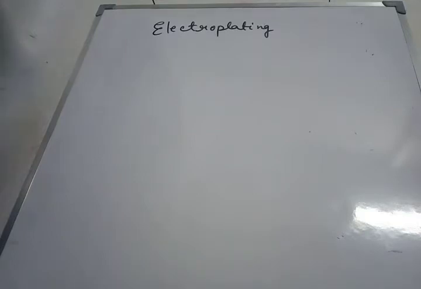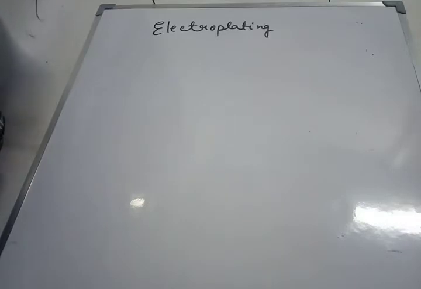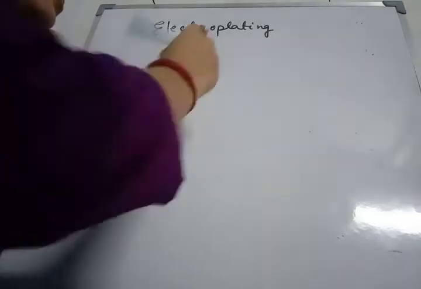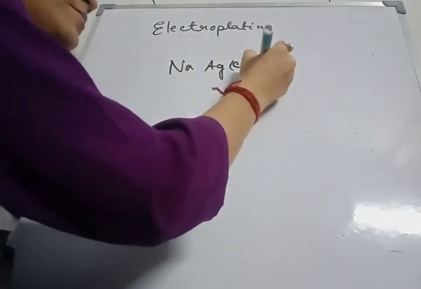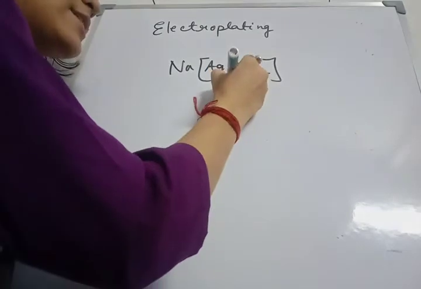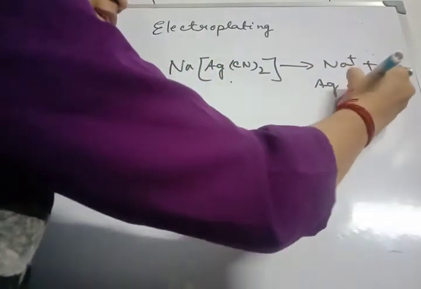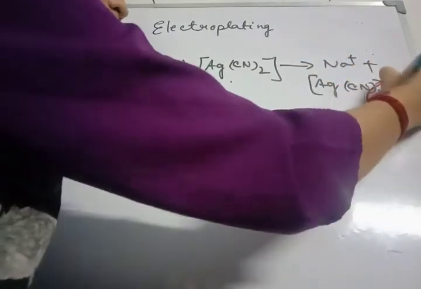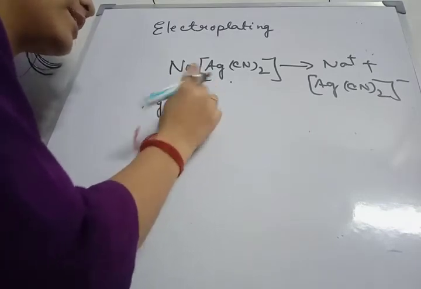First example is electroplating of an article with silver. In this particular case, the electrolyte used is an aqueous solution of sodium argentocyanide, and the electrodes: the cathode is the article to be electroplated and the anode is a block of silver. The electrolyte dissociates in two steps. It's a complex salt, so it dissociates as Na+ plus [Ag(CN)2]- overall negative.